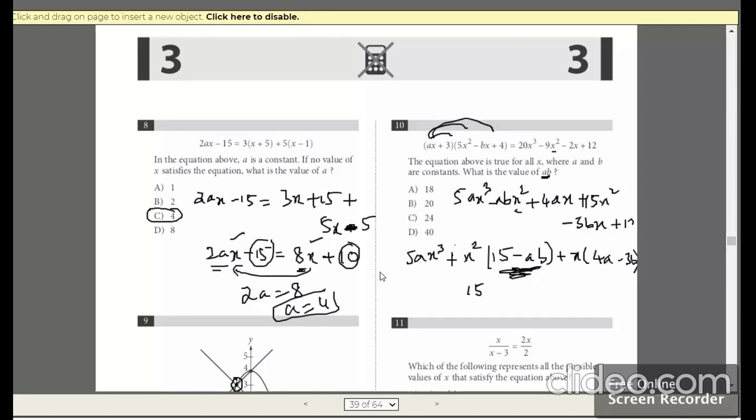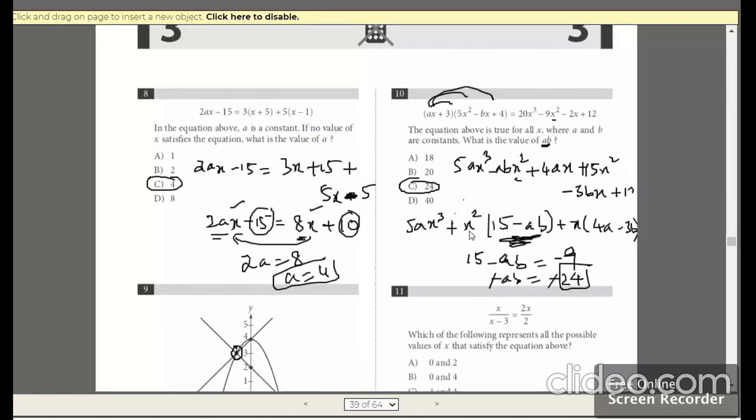As discussed, they are asking what is the value of ab, which is coming in only the x squared term. There is nowhere else we have ab. So the corresponding x squared term for the right hand side is -9. Taking that and equating with -9, we are going to get the value of ab. So minus ab is equal to, if I subtract 15, -9 minus 15 will give me -24. So the value of ab is nothing but +24, which is option C. Moving on to question number 11.